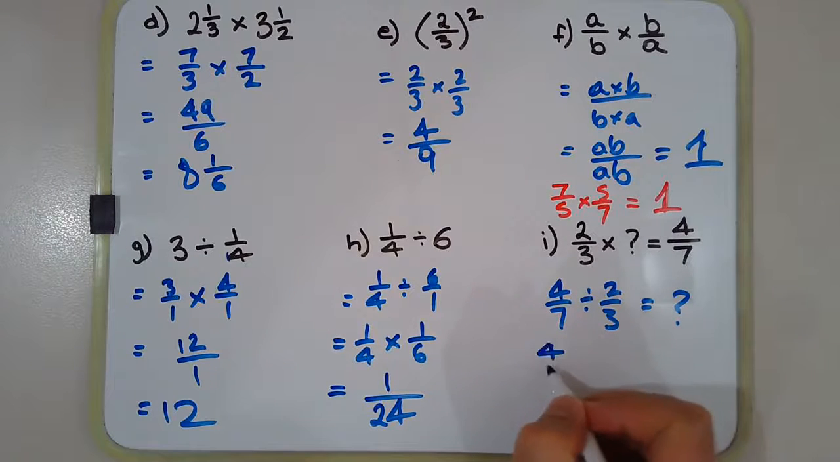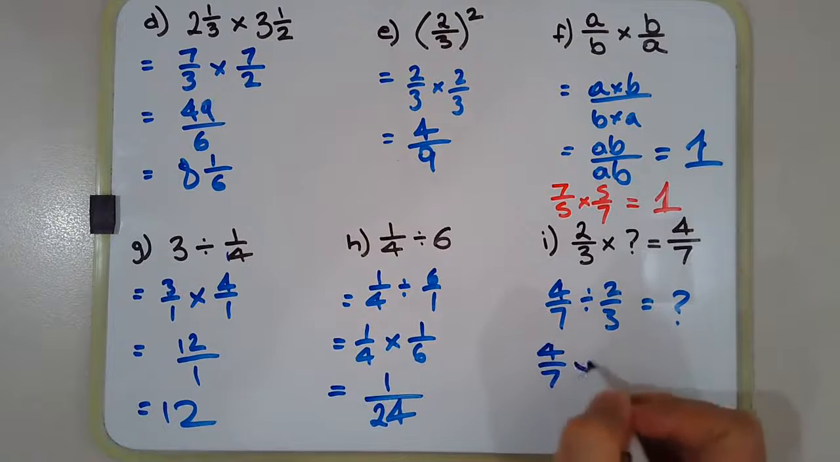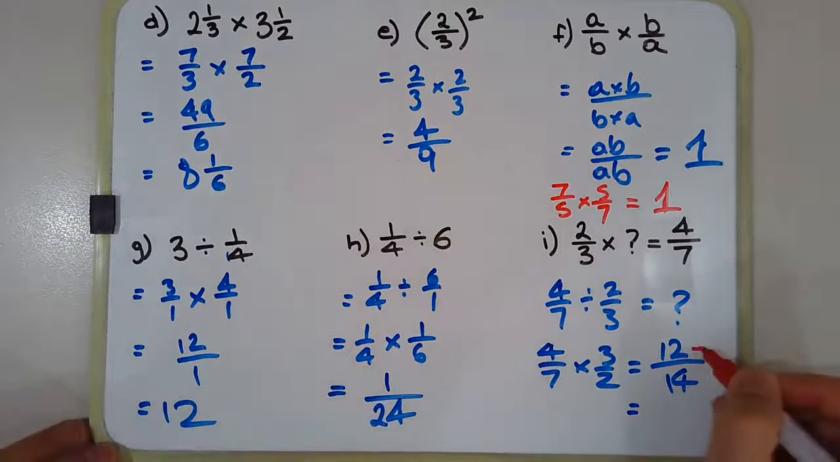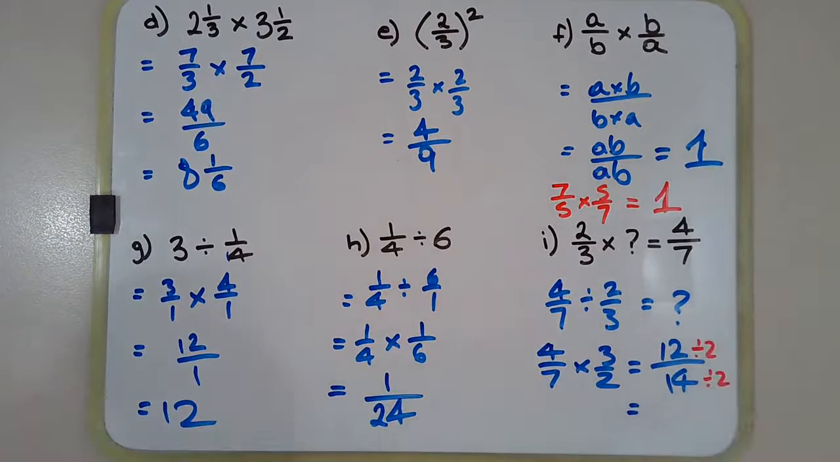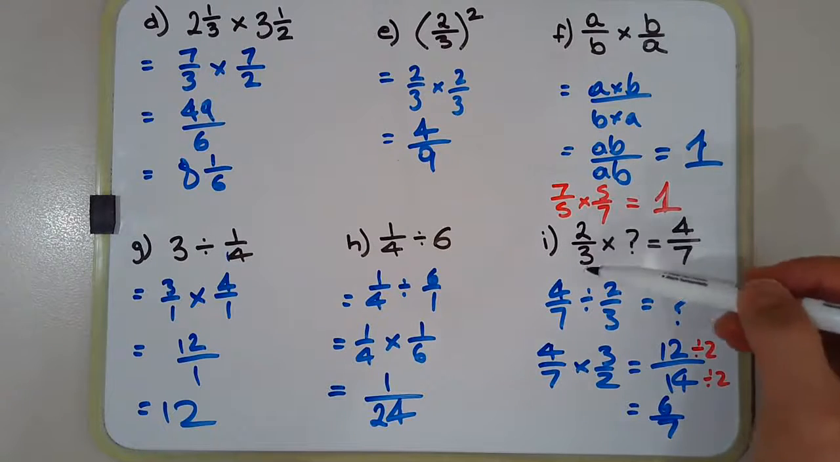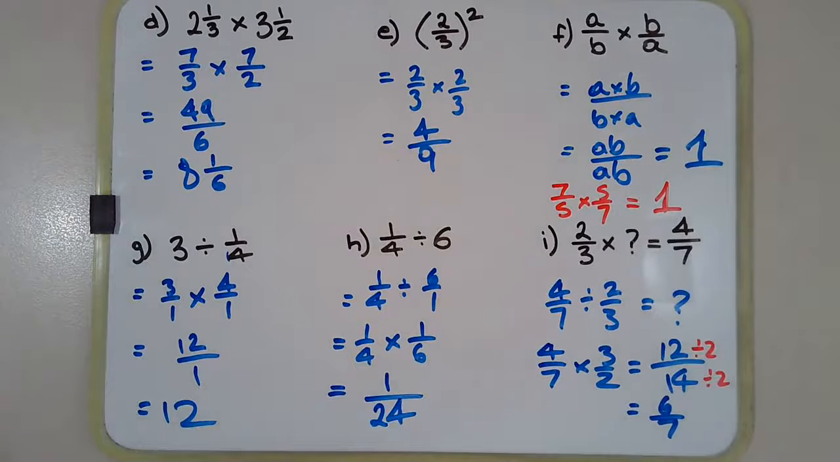Now we're going to divide these fractions like we normally do. So that's 4/7 multiplied by 3/2. We're going to multiply across. 4 times 3 is 12. 7 times 2 is 14. We can simplify that. 12/14, if you divide top and bottom by 2, we get 6/7. So if you have the fraction 6/7 and you multiply it by 2/3, you get 4/7.